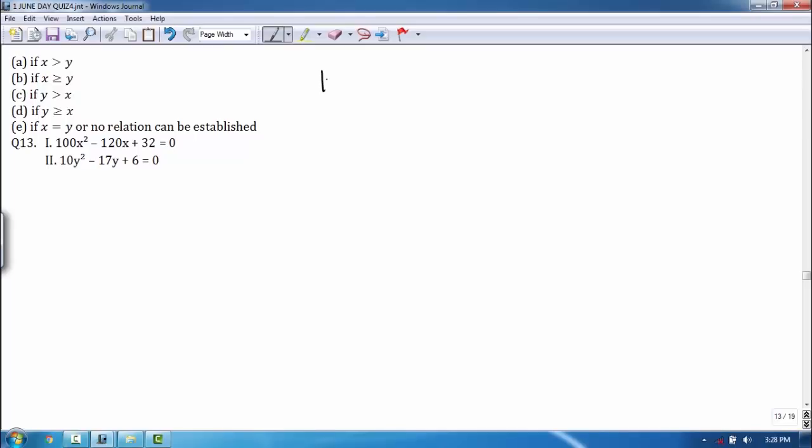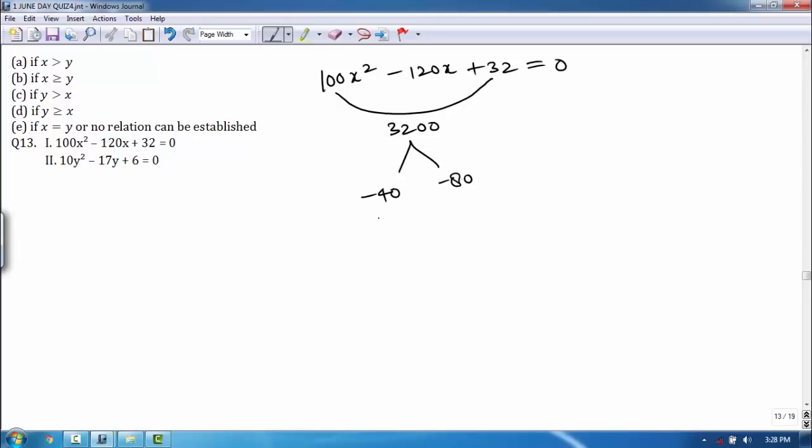The given equation is 100x square minus 120x plus 32 is equal to 0. On multiplying 100 with 32 we get 3200. So we'll divide it into minus 40 and minus 80, because on adding minus 40 and minus 80 we get minus 120, and on multiplying them both we get 3200.